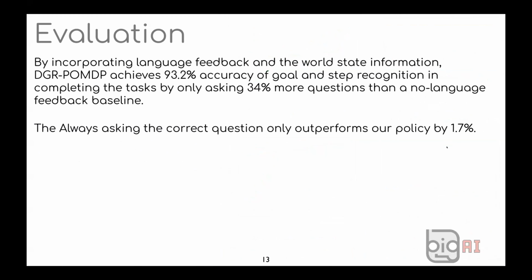So by incorporating language feedback and the world state information, Dagger POMDP achieves 93.2% accuracy of goal and step recognition, and it can do so by asking only 34% more questions than no language feedback. The always ask baseline is able to ask the correct question, and it only outperforms our policy by 1.7%.